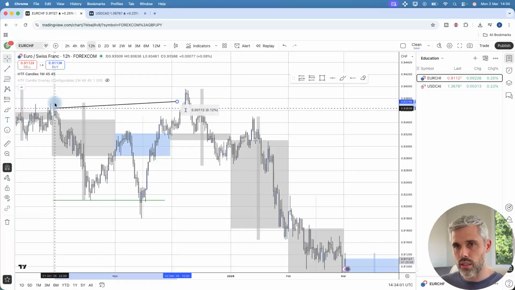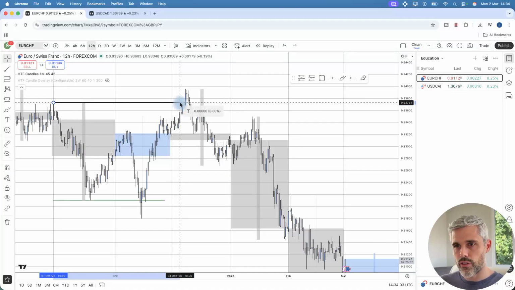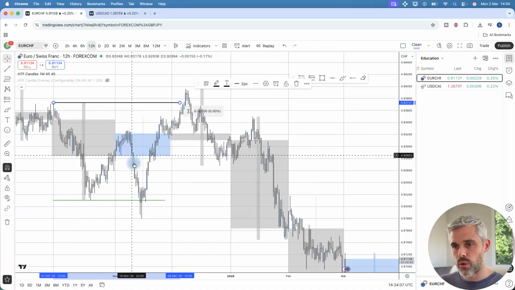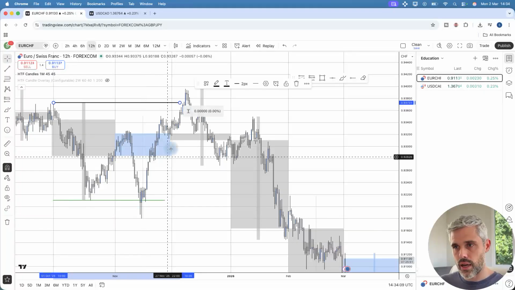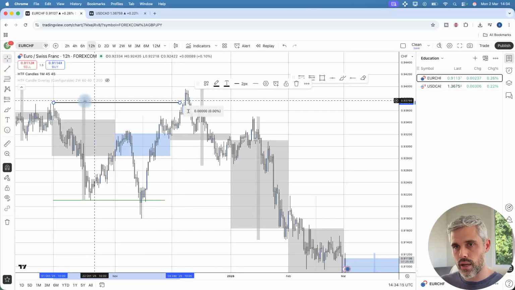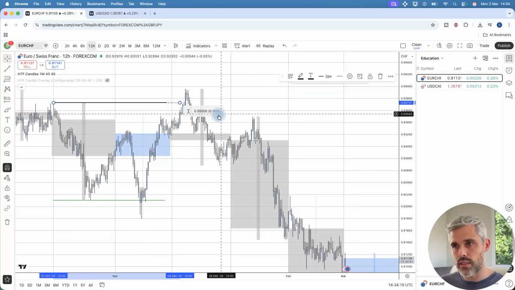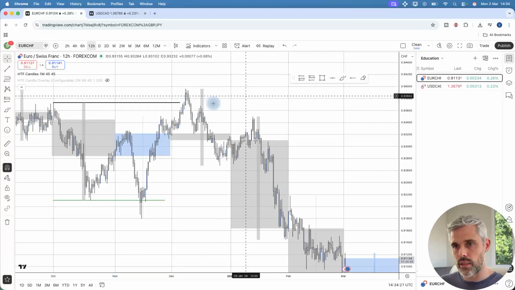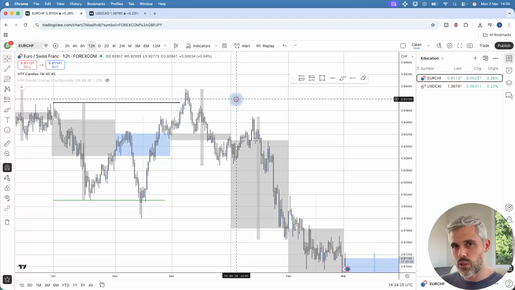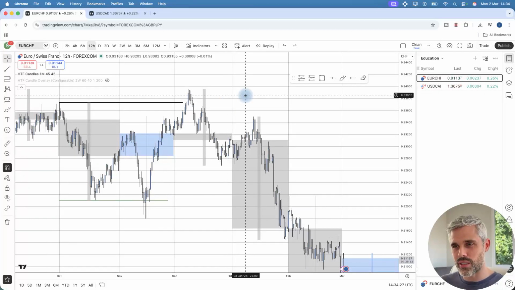Because what price does is first we accumulate, let's just talk about the monthly time frame, then we manipulate, and then price in the new candle, this new monthly candle, distributes to where? The high of the accumulation candle. That is higher time frame AMD. Accumulation, manipulation, distribution. Now, once you see this, you will not be able to unsee it.